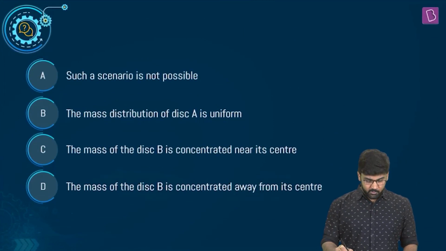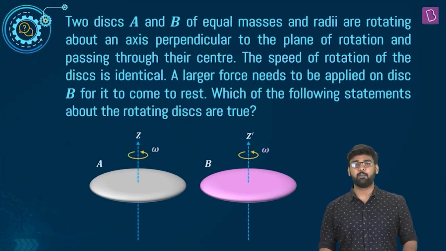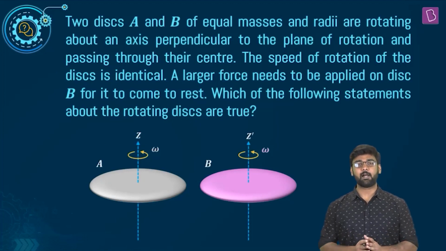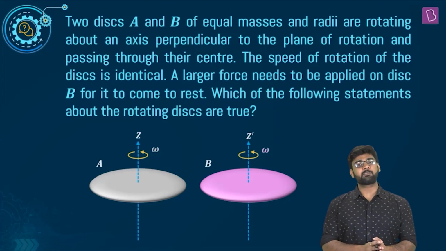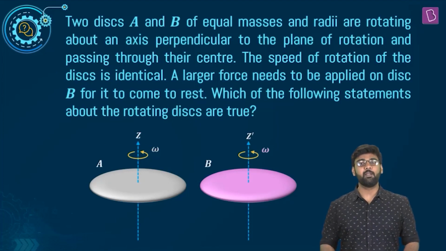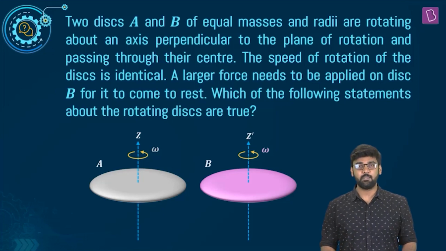So here, we should focus on the given statement that a larger force is required to stop disk B. What does that mean? If the force required is larger for disk B, it means that the moment of inertia of disk B is higher or greater than the moment of inertia of disk A.